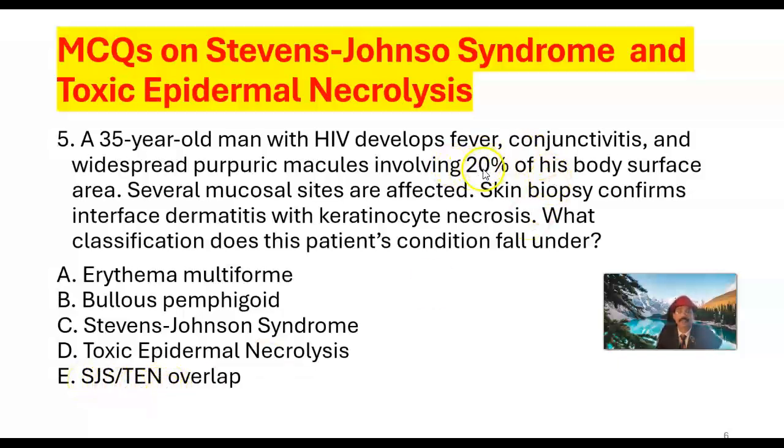It is 20%, and the dermatitis, keratinocyte necrosis, involvement is fever, conjunctivitis, widespread purpuric macules. Our answer should be this. If it is less than 10%, it should be just Stevens-Johnson syndrome. If it is more than 30%, it should be toxic epidermal necrolysis. So it is in between them, Stevens-Johnson syndrome and toxic epidermal necrolysis.